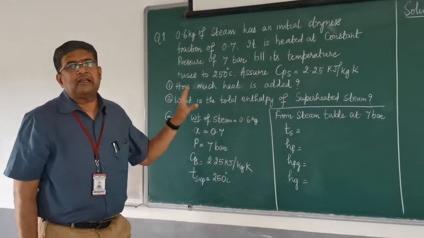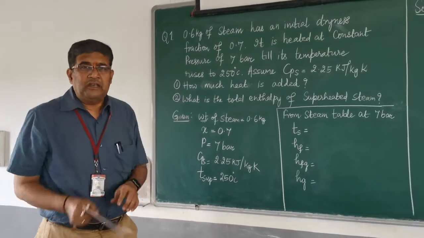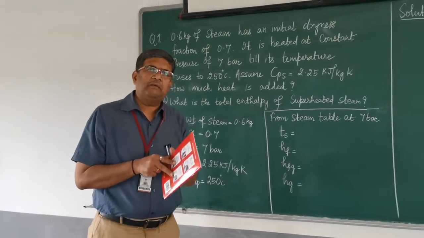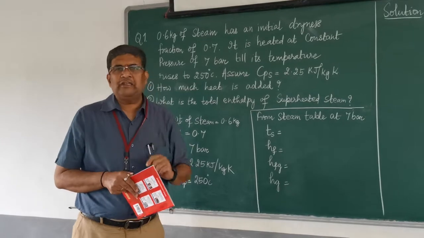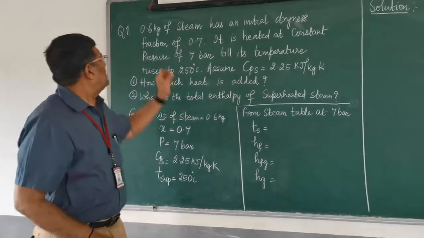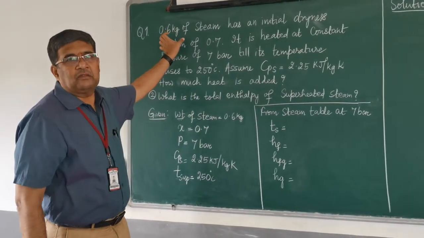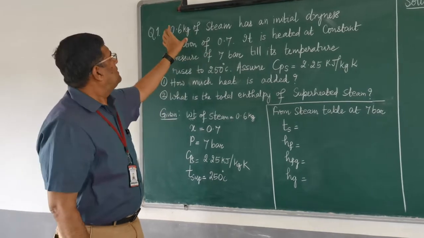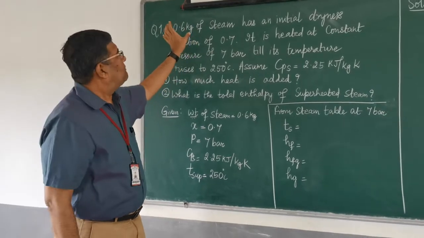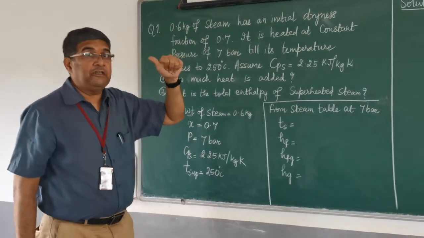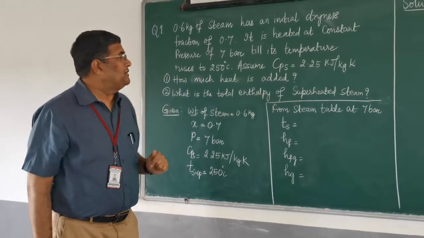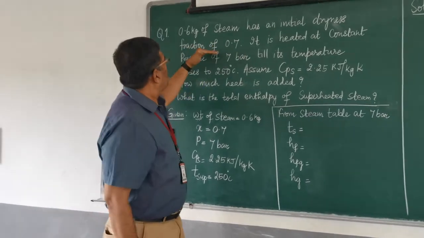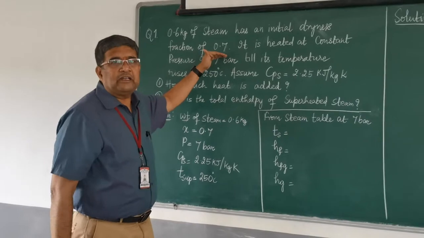Now we need to first analyze this problem. What does it mean? All the values which are given in the steam table will be for 1 kg of water. Now it is 0.6 kg of steam. Be it water or steam, it is not 1 kg, it is 0.6 kg. That is the first thing we need to remember. The second thing we need to remember is that it already has a dryness fraction of 0.7.